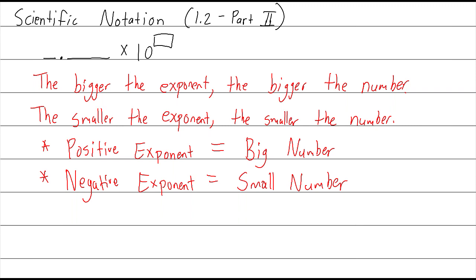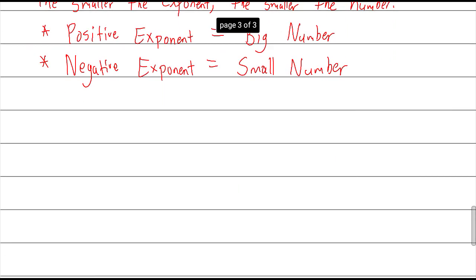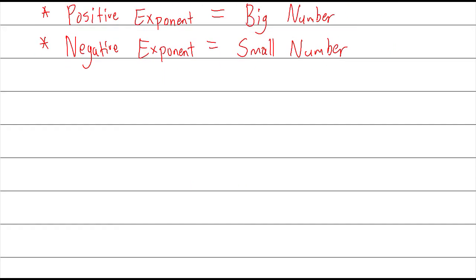So for example, let's get to some examples here. Let's write 7.43 times 10 to the 6th in standard notation. First of all, this is a positive number, so we're looking at a big value, something in the millions or so. 10 to the 6th means like a million. If it were negative, then we'd be looking at a very small decimal.